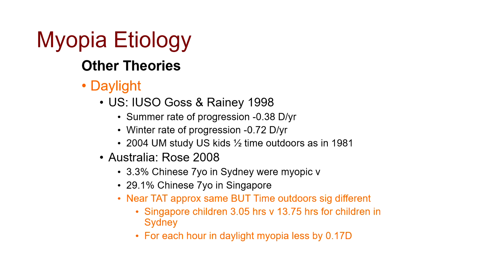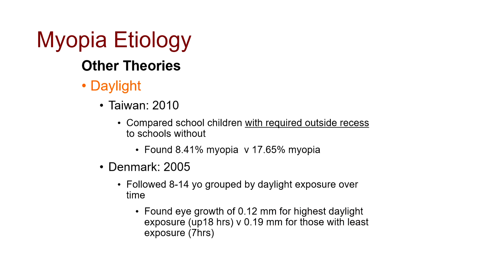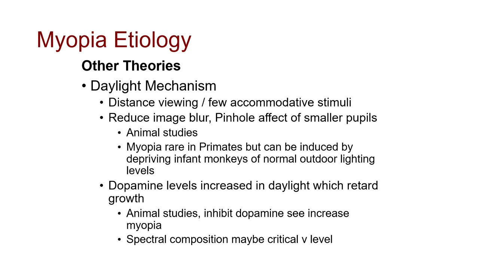But similar to things we've discussed before, summer rates of progression tend to be lower than winter rates of progression for myopia. And this has been done in a number of studies across the globe. There have also been some intervention studies where spending more time outdoors seems to slow myopia progression compared to spending all day long indoors. We're not entirely certain of the daylight mechanism. It might be distance viewing. It might be reduced image blur. It might be dopamine levels increasing in daylight, which slows growth.